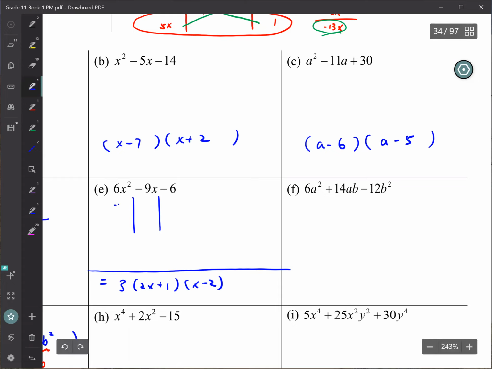6x and 1x, okay? And then the other one, let's try 3 and -2. Let's see if it works. This one will give you 3x. This one gives you -12. Negative 12x plus 3x. Yeah, it works, right? 3x plus negative 12 is negative 9x. So then your answer will look like 6x plus 3, x minus 2. It's still able to find it.